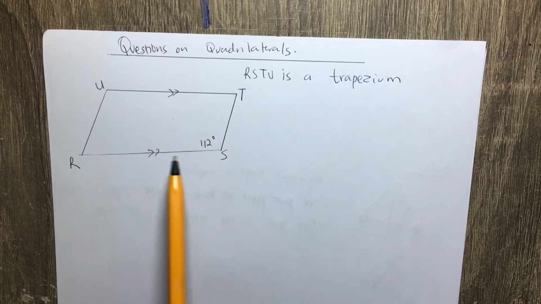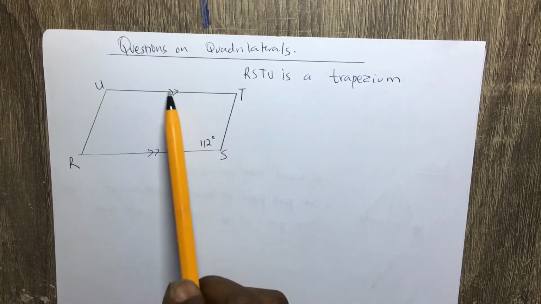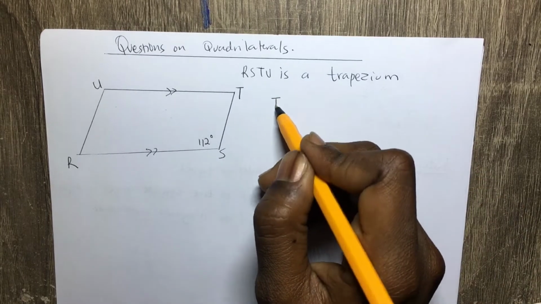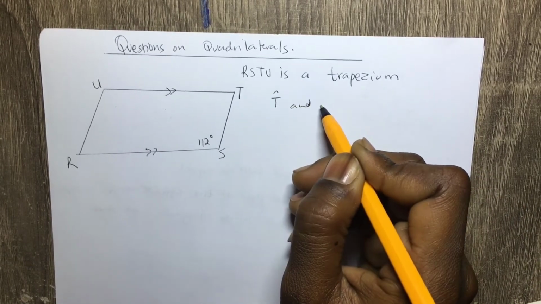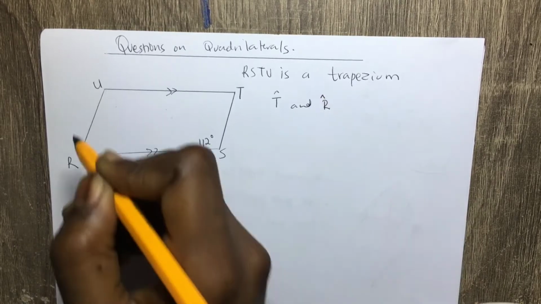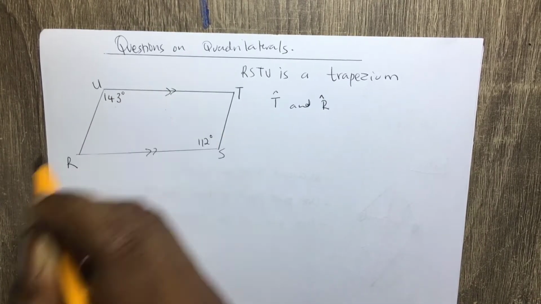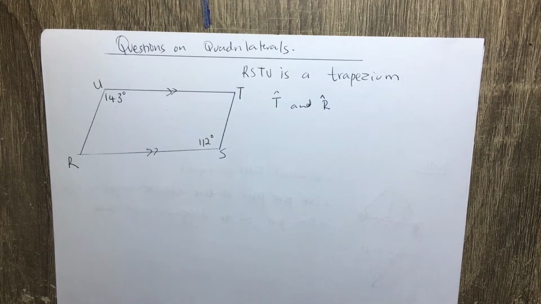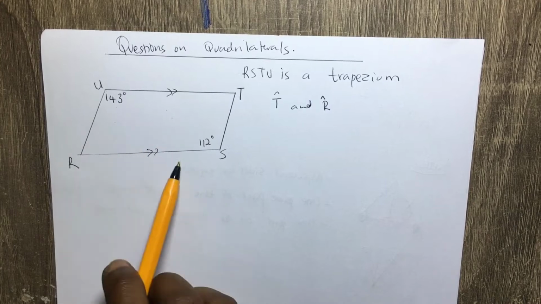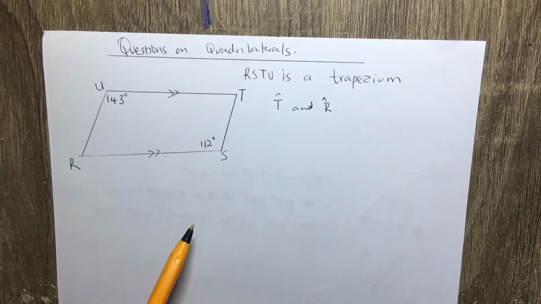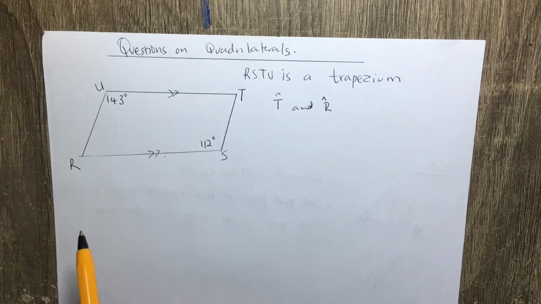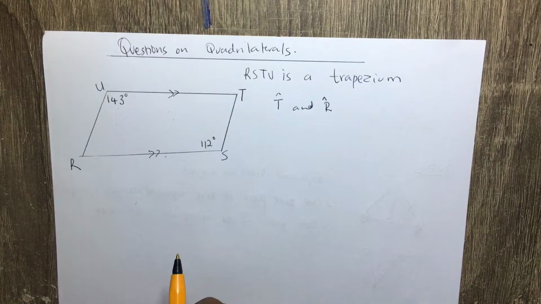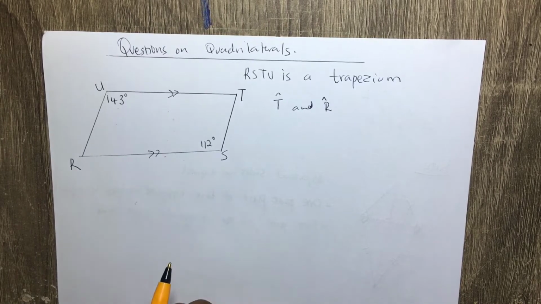So RSTU is a trapezium, and we know that one pair is parallel. The question says, find angle T and find angle R. If it was a parallelogram, these two angles would be the same, but they are not the same because it is a trapezium. They never said that opposite angles are the same in a trapezium.